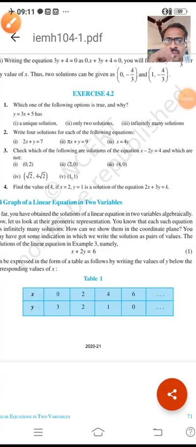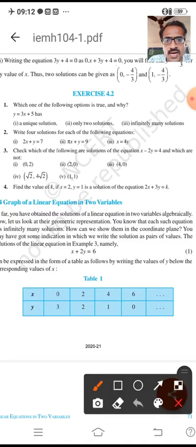Good morning, students. In the last lecture we already completed exercise 4.1. Today we will start exercise 4.2. The first question is: which of the following options is true and why?